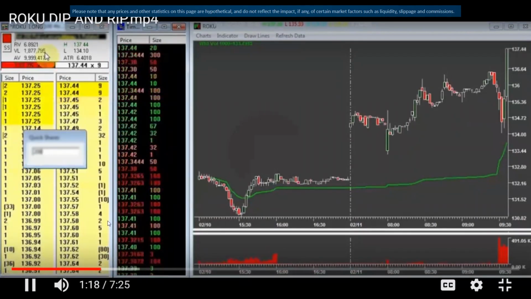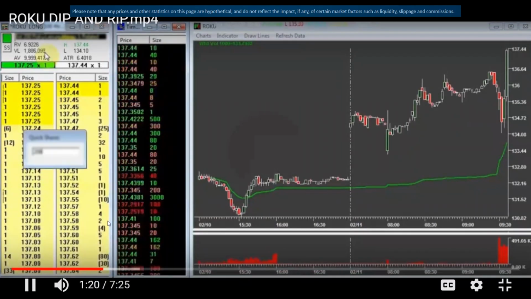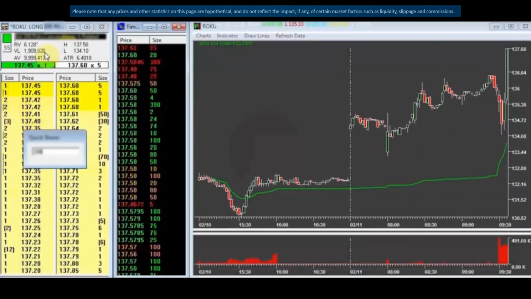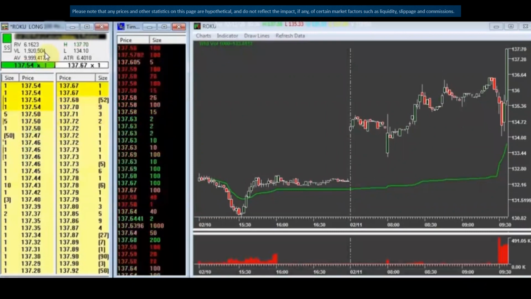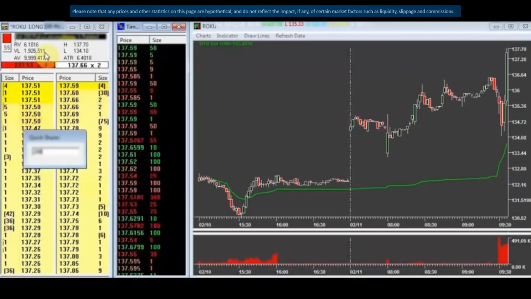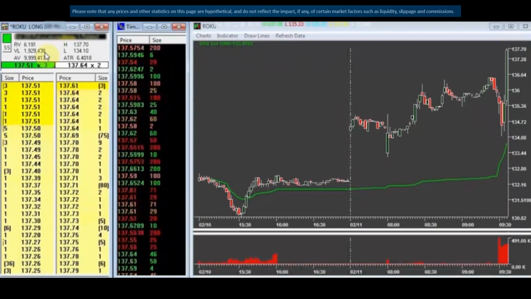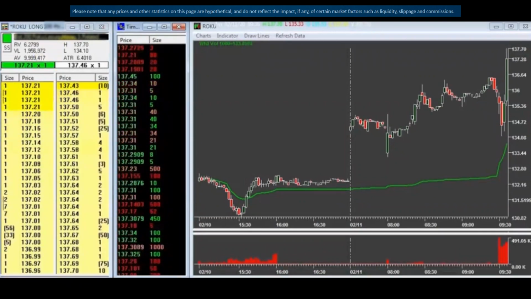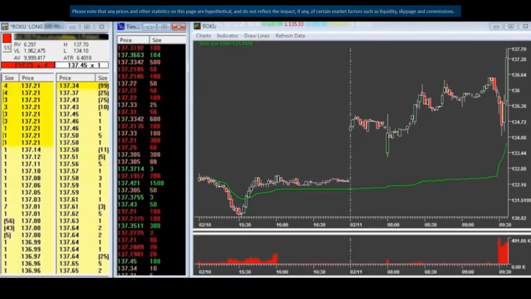If we went back really quickly and you look at the time and sales here, I'm seeing a lot of green, but I can't see what prices those are at. I'm also watching the tape. I just know, out of my peripheral vision, that there's a lot of green getting printed, and I'm not too worried about this move slowing down. I also have a feel for the stock. I have a pretty good idea that there's going to be strong momentum here.